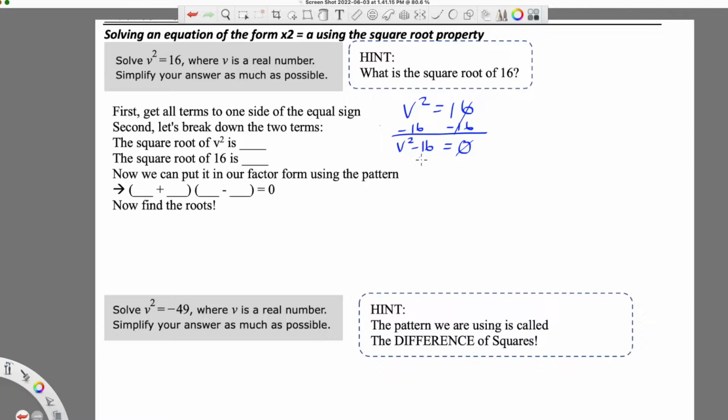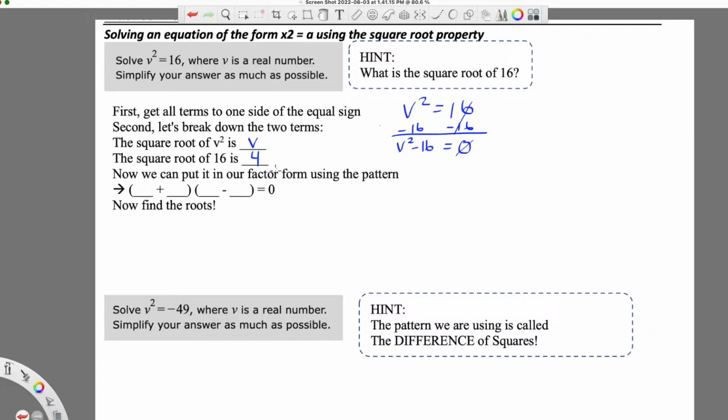So I can go through and say, well, what's the square root of v squared? Well, that's v. Because remember, this means v times v. So if I have two v's, the square root is just one of them. When I say what is the square root of a number, I'm asking, what number did I multiply by itself to get there? I multiplied v by itself, so the answer is v. 16, well, the square root of 16 is going to be 4, because 4 times 4 gets me 16.